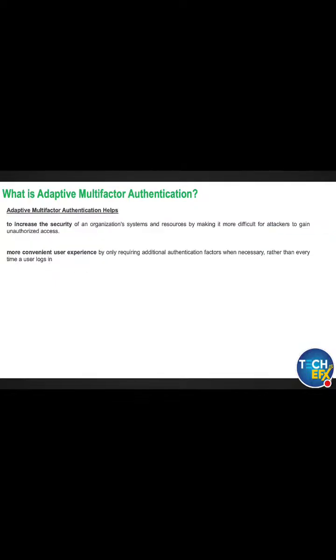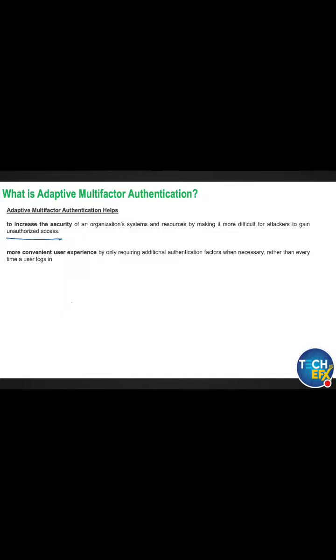Let's understand how adaptive multi-factor authentication helps to increase the security of an organization's systems and resources by making it more difficult for attackers to gain unauthorized access, right? So the whole objective is to prevent unauthorized access through adaptive multi-factor authentication. It can also provide a more convenient user experience by only requiring an additional authentication factor when necessary, rather than every time a user logs in.